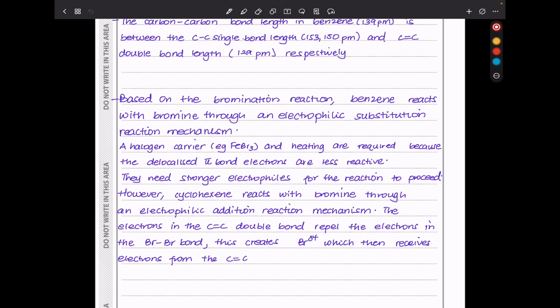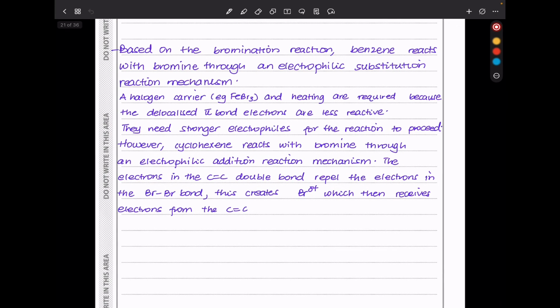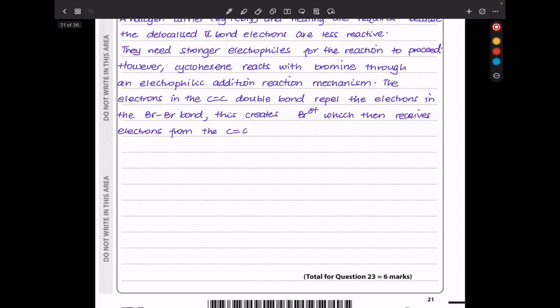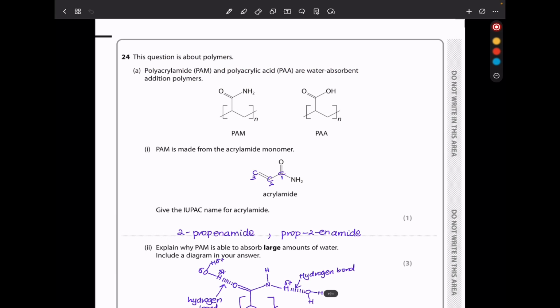However, cyclohexene reacts with bromine through an electrophilic addition reaction mechanism. The electrons in the carbon-carbon double bond repel the electrons in the Br-Br bond. This creates the Br δ+, meaning a partially positive Br, which then receives electrons from the carbon-carbon double bond, so the reaction is going to proceed faster. So this brings us to the end of question 23. Let's continue to question 24.